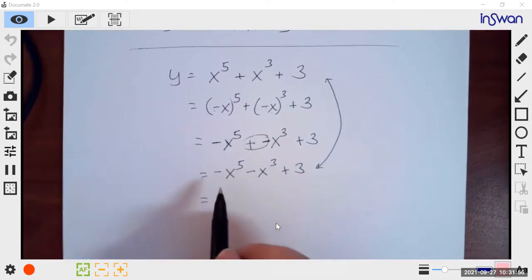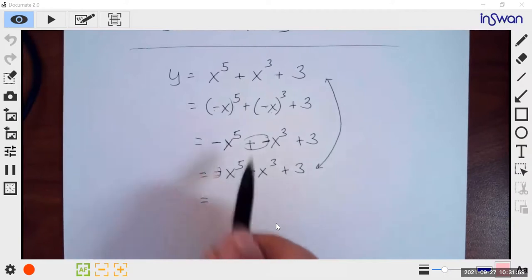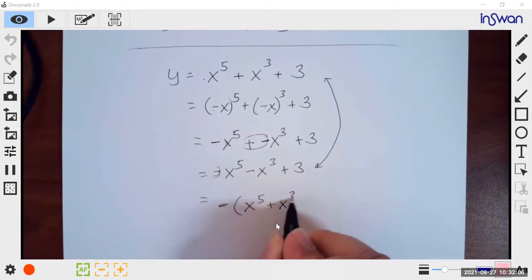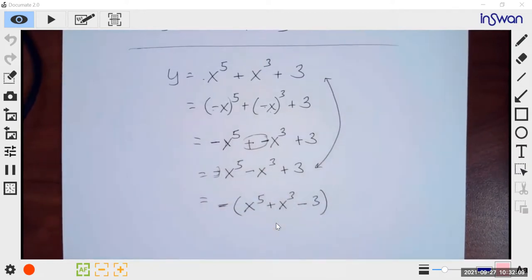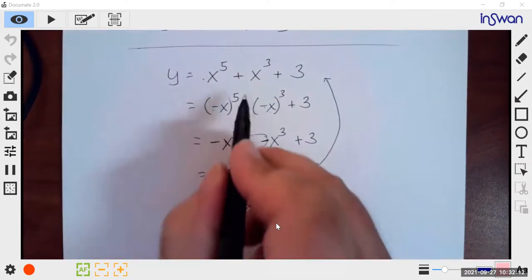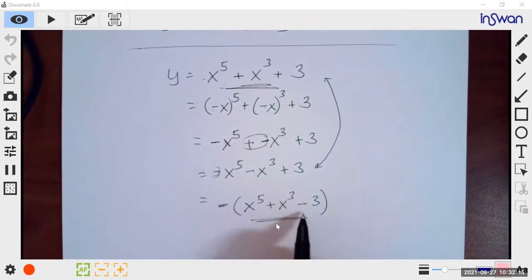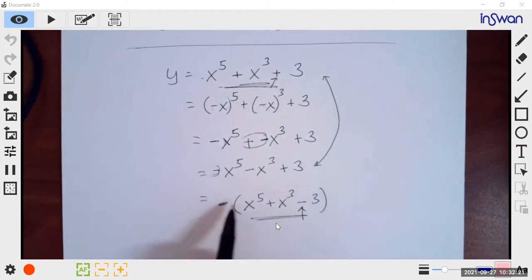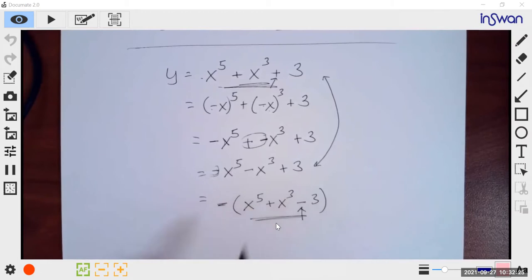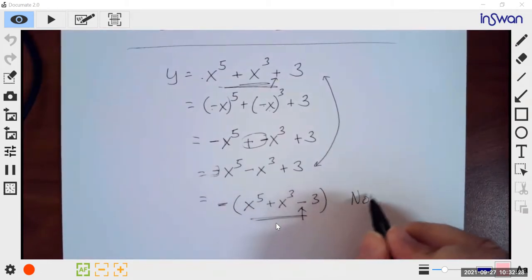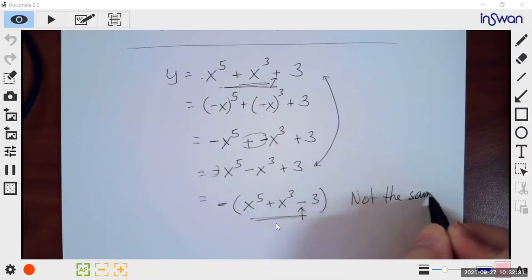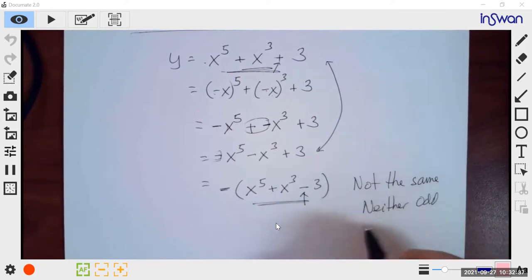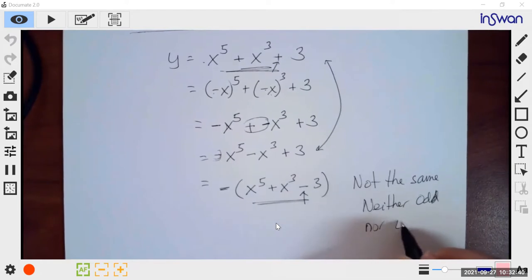In other words, to see if they're opposites, I factor out a negative, because it has to be positive. Are they the same? Is this the same as this? When you factor out a negative, you change everybody's sign. Not the same, so it's neither odd nor even.